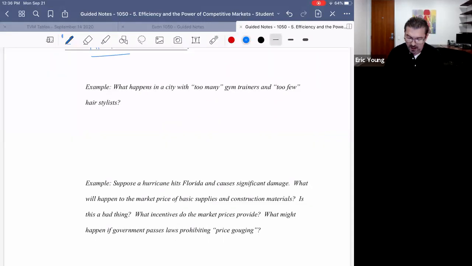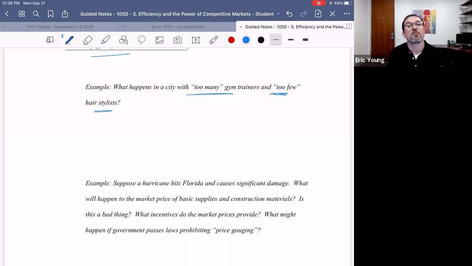Real quick, a couple of things for you to think about. An example: what would happen in a city if there were, shall we say, too many gym trainers and at the same time, too few hairstylists? So we've got a society where a bunch of jamokes are walking around with their trainer shirts telling you to lift weights. There are just too many of them. But at the same time, there aren't enough people to make your hair look good.